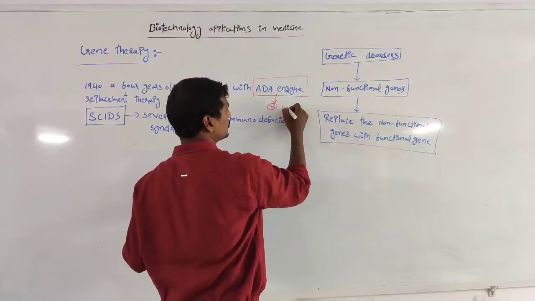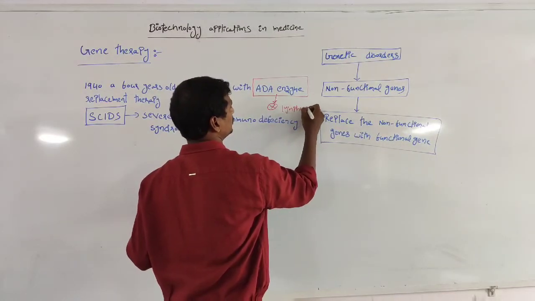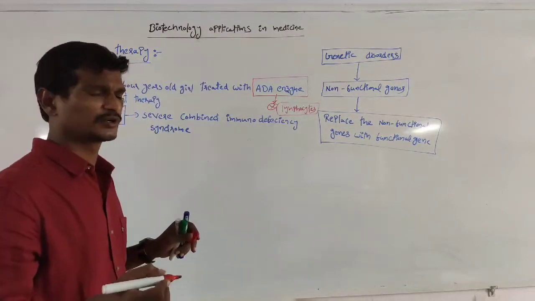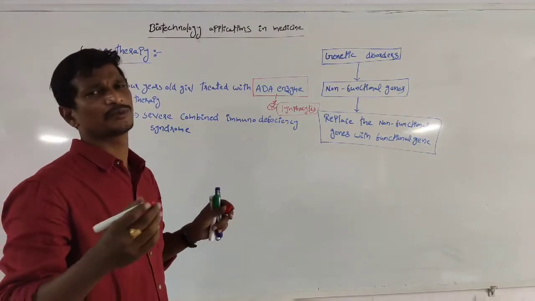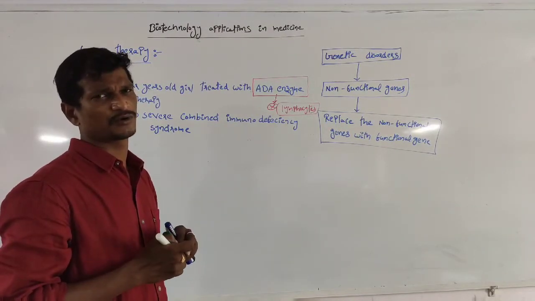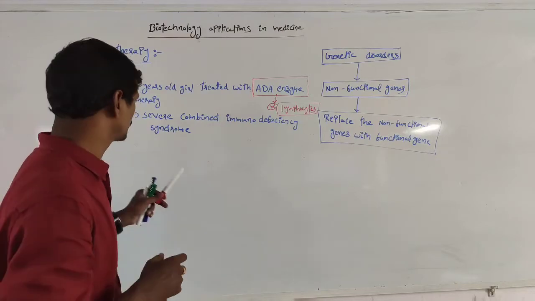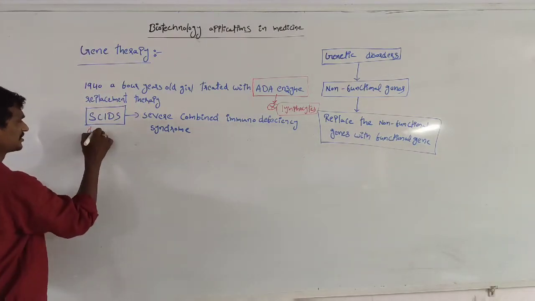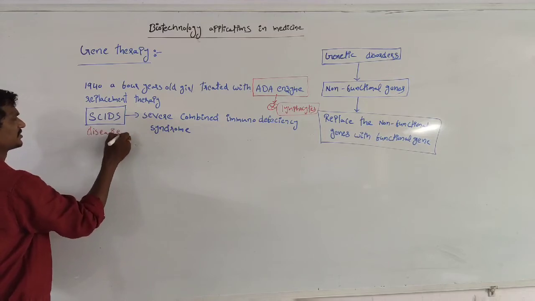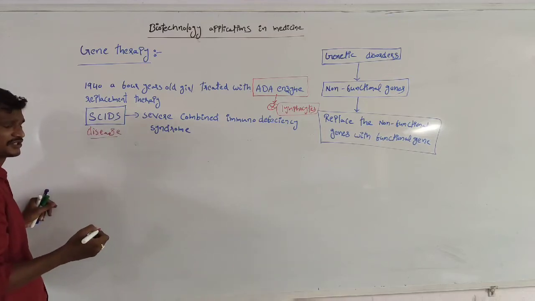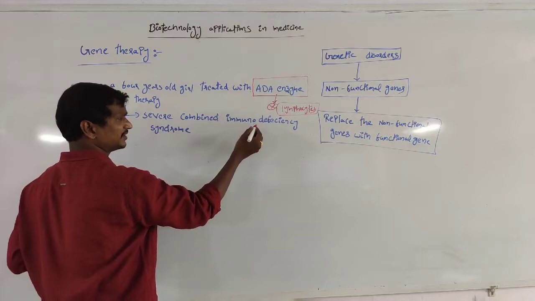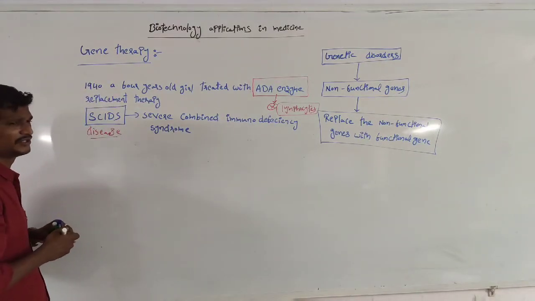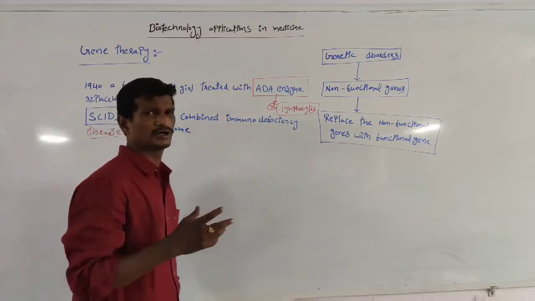Lymphocytes are not produced properly, so the immune system is not properly maintained. Finally, that one is called SCID disease. SCID is nothing but severe combined immunodeficiency syndrome. Very simple concept.